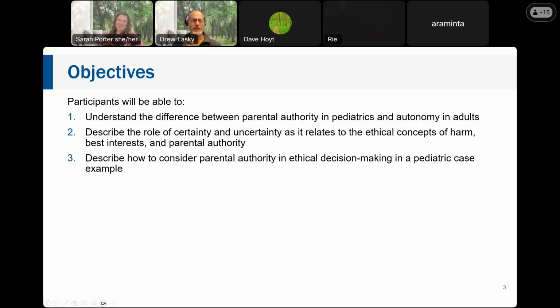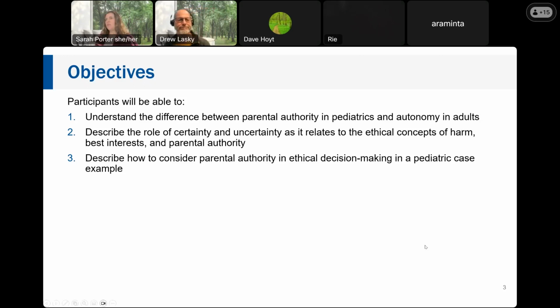All right, our objectives. So we hope by the end of this, you guys are going to be able to understand the difference between parental authority in pediatrics and autonomy in adults. Also, to describe the role of certainty and uncertainty as it relates to the ethical concepts of harm, best interests, and parental authority. And then finally, to describe how to consider parental authority in ethical decision making in the pediatric case that we're going to throw out for you, and probably a couple of others as well.